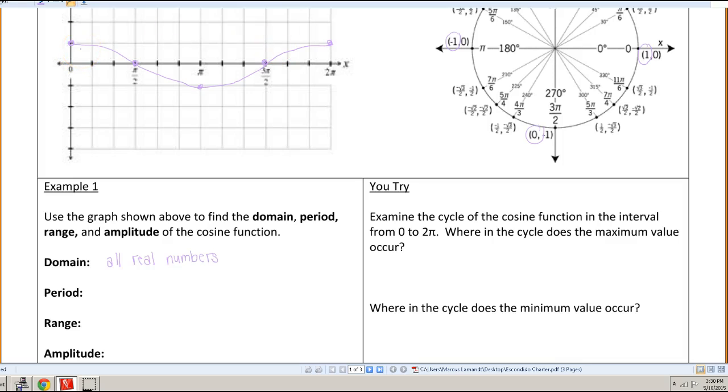As for the period, the function goes from its maximum value of 1, it goes down and then back up again to 1 over the course from 0 to 2 pi. So the period is going to be 2 pi. The range is going to be from negative 1 to 1, because if you look at the graph, the lowest value, the minimum value, is negative 1, and the maximum value, the highest value, is going to be 1.